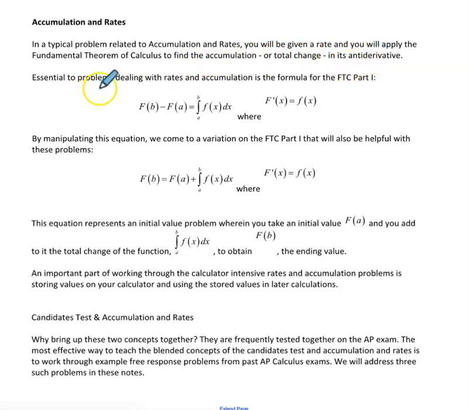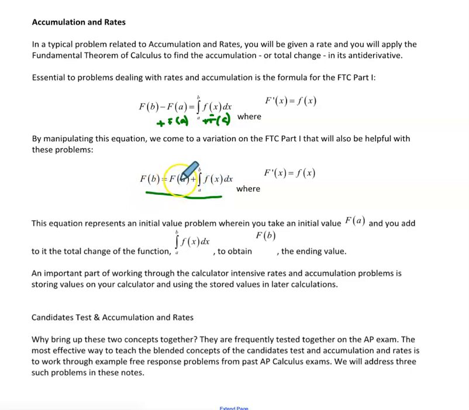So we're going to be starting to work with the FTC part 1, which we know to be big F of b minus big F of a equals the integral from a to b of f of x dx. And of course, that is where big F prime of x equals little f. So big F has a derivative of little f. By manipulating this equation, we come to a variation on the fundamental theorem of calculus part 1 that's very helpful with these problems. And effectively, I'm going to add big F of a to both sides of the equation. And that's what I get here.